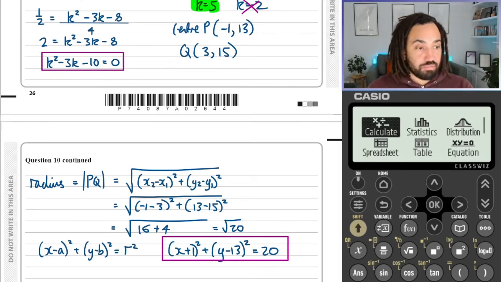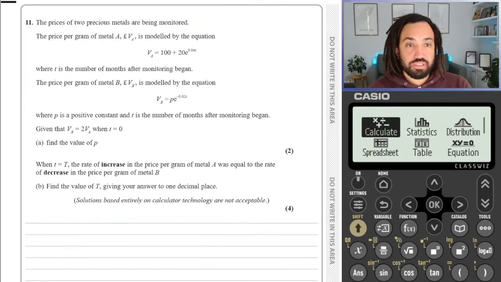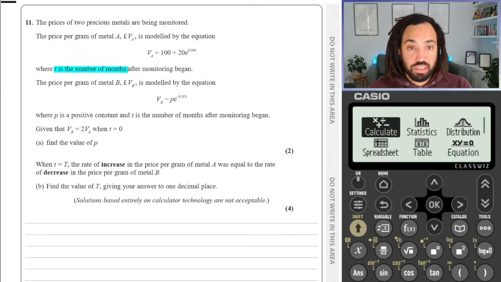Sorted. Brilliant. Question 11. The prices of 2 precious metals are being monitored. Okay, great. Where T is the number of months. Okay, so it's a good idea to always highlight the units, and of course this is in pounds as well, and this is in pounds. Okay, and again T is the number of months. Okay, so it's given that VB is equal to 2VA when T is equal to 0. Find the value of P.